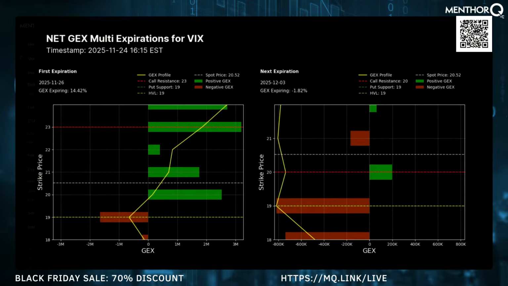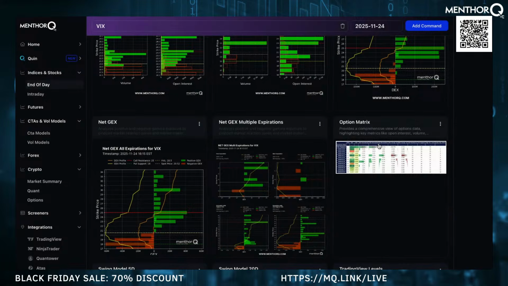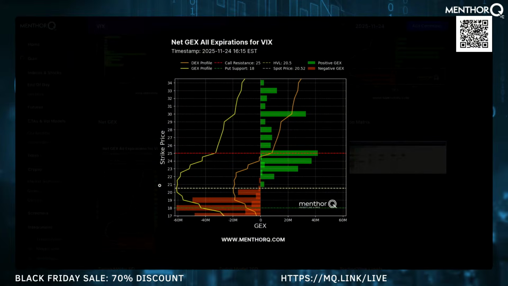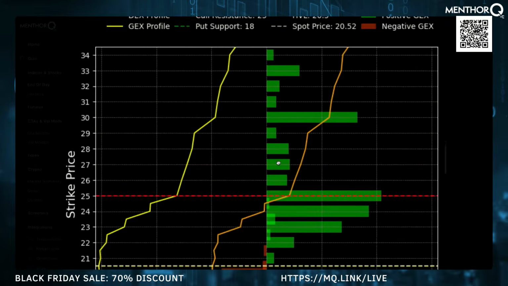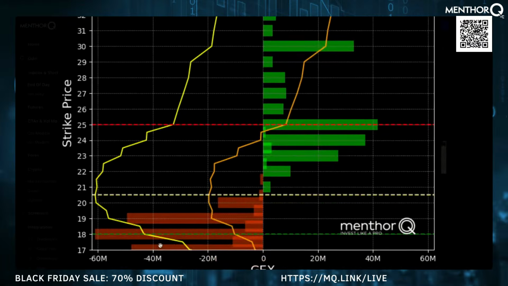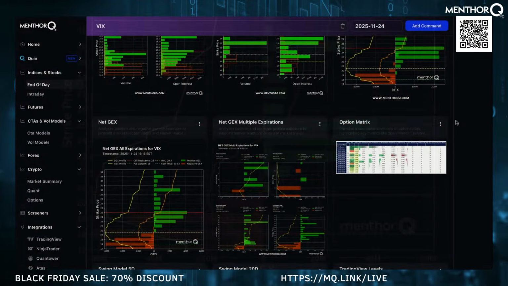Then I'm going into the net GEX, all expirations. I'm double checking if I'm seeing correctly what I saw before. Yes, I see it perfectly. So now I have some little idea what's going on with the VIX.